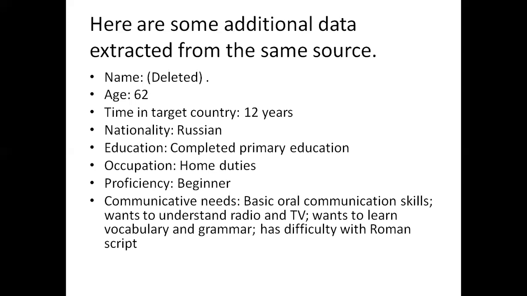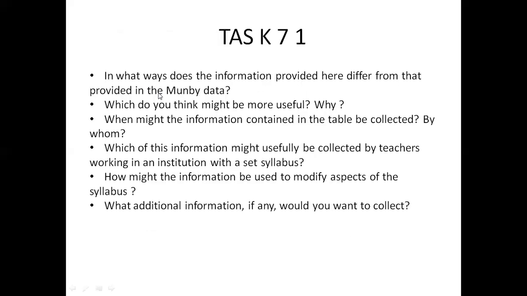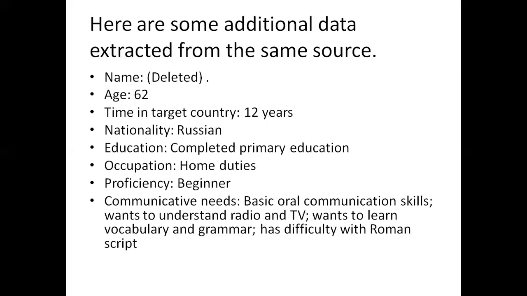Here are some additional data extracted from the same source. Age 62. Oh my gosh. Okay, here you have seen 26 and the reverse number 62. This person's age is 62 years old. Time in the target language country, 12 years. Nationality Russian, education completed primary education, occupation home duties and proficiency beginner. Communicative needs: basic oral communication skill, wants to understand radio and TV, wants to learn vocabulary and grammar, has difficulty with Roman script.